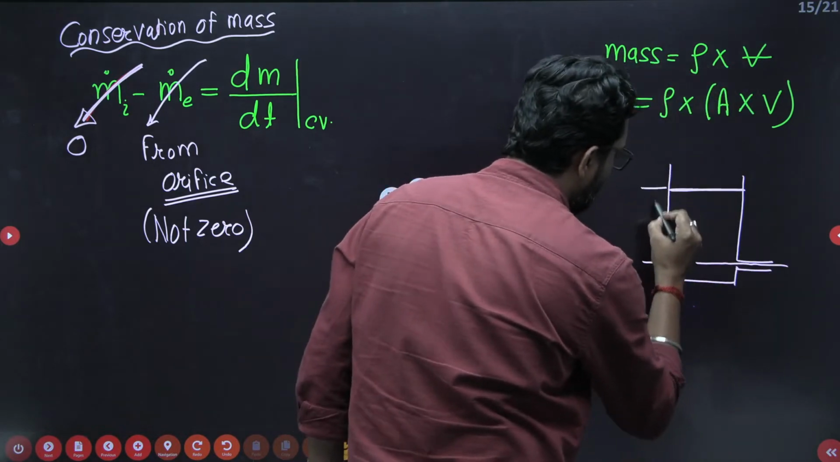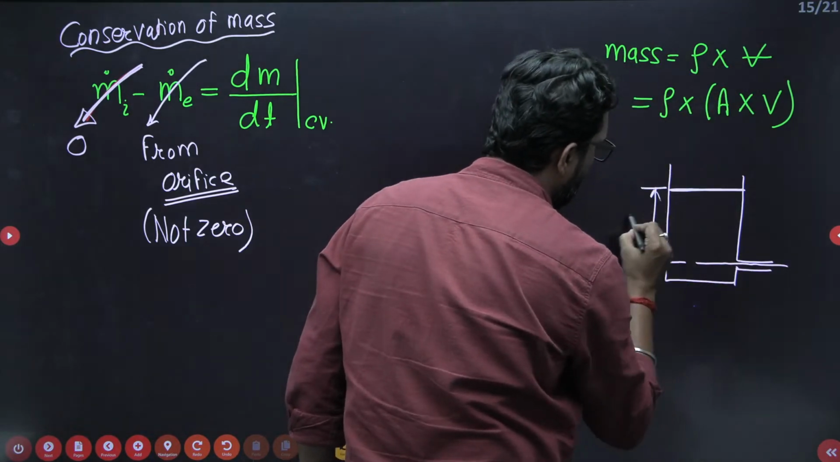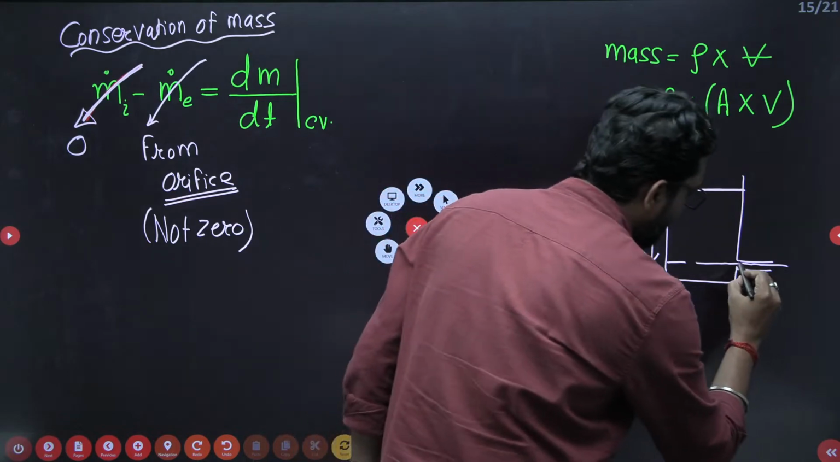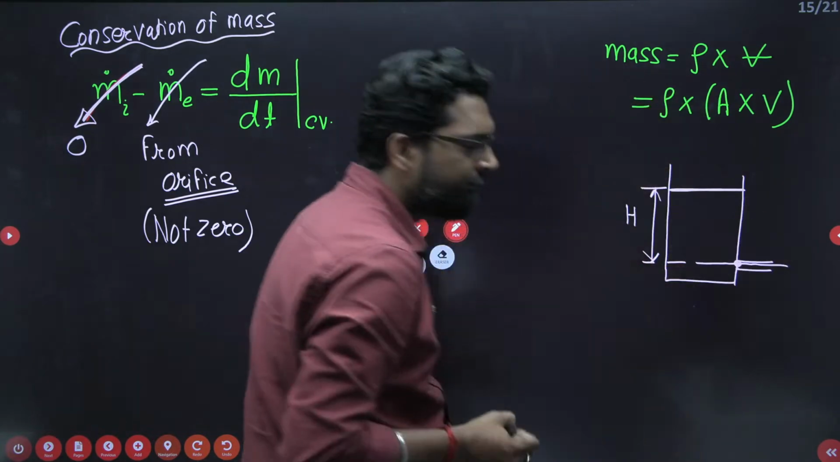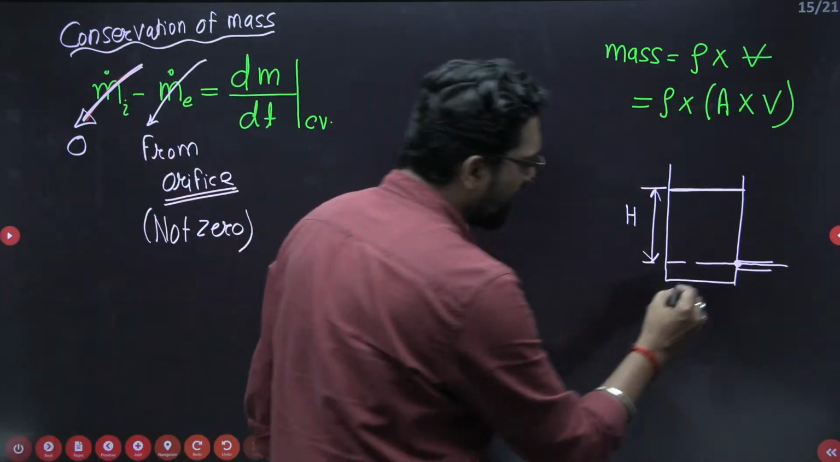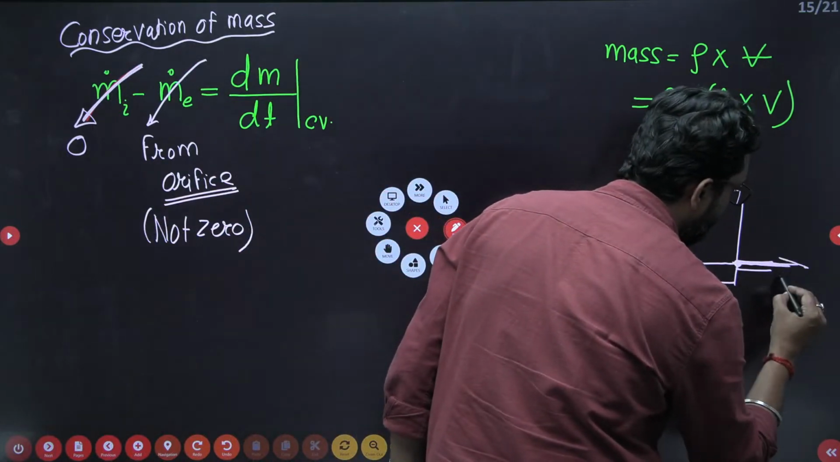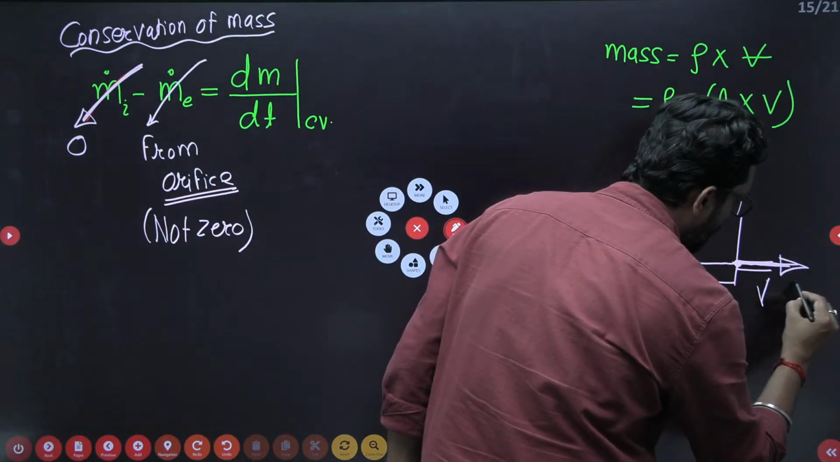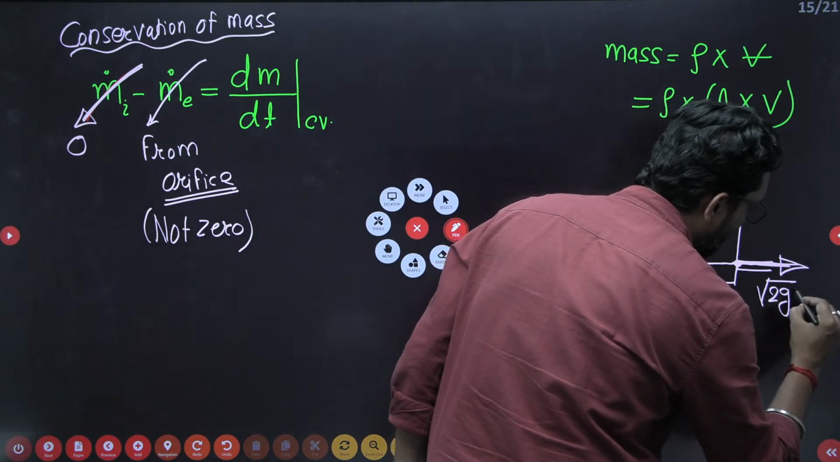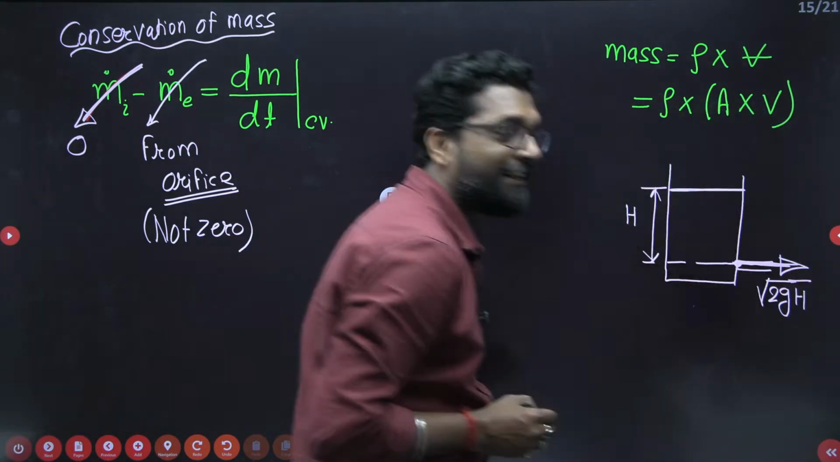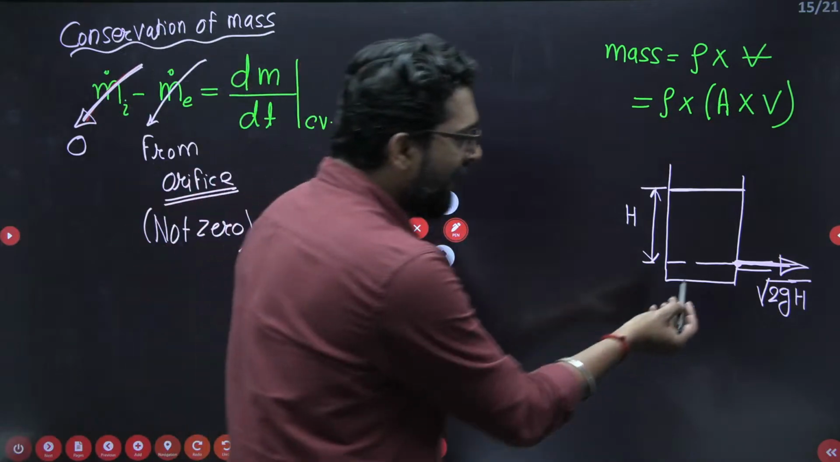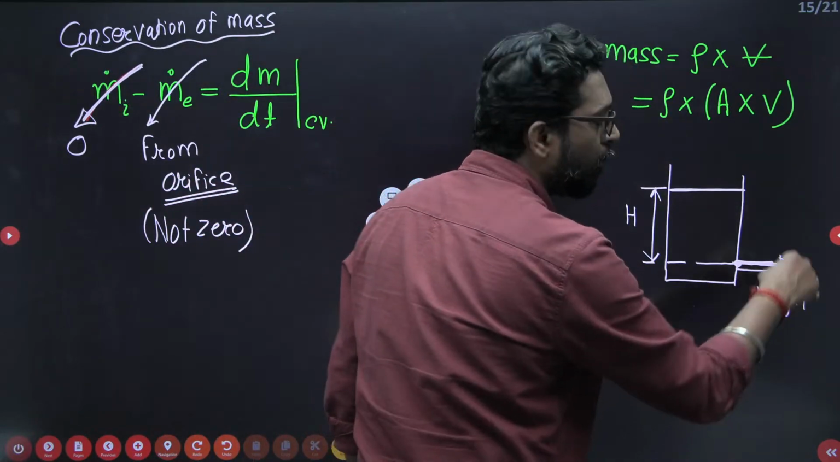This is your height h. Clear? So what is the velocity here? Please tell me, what is the exit velocity? This velocity is root under 2gh. Why? Because we are not considering any loss. So the velocity at exit from the nozzle is root 2gh.